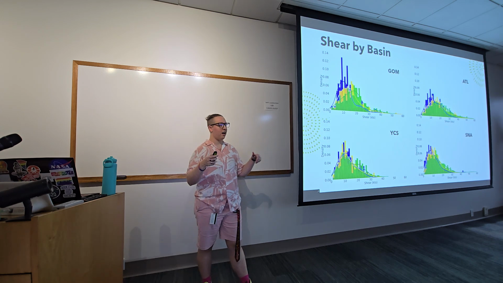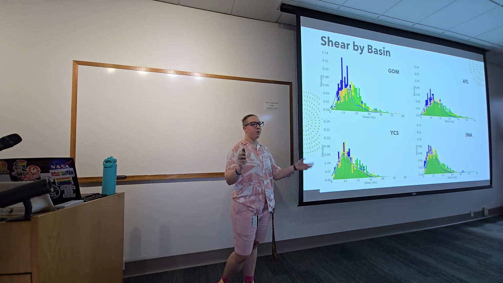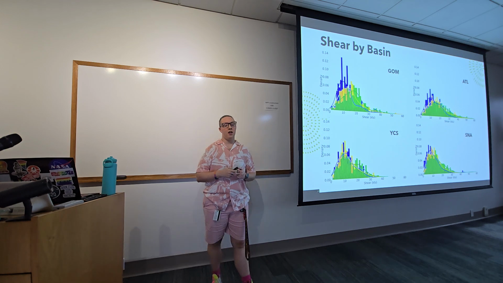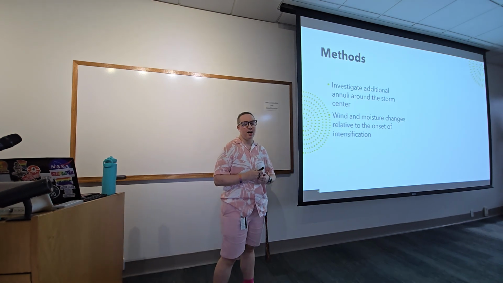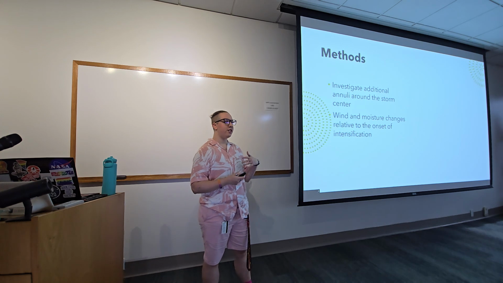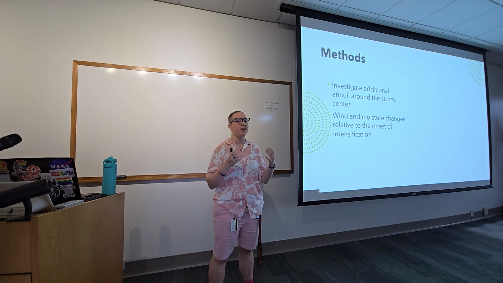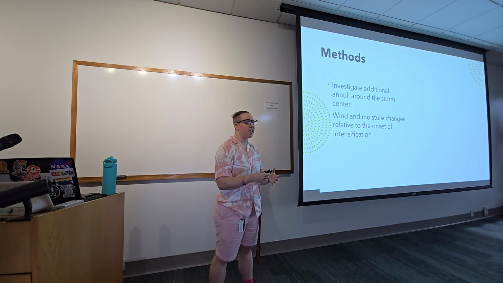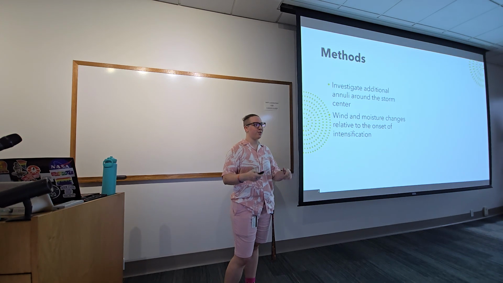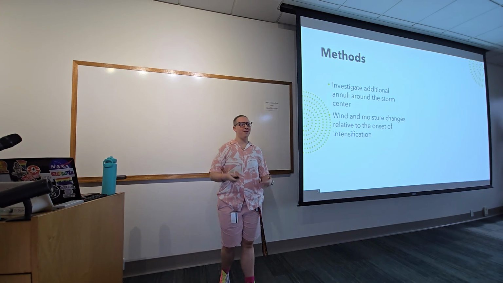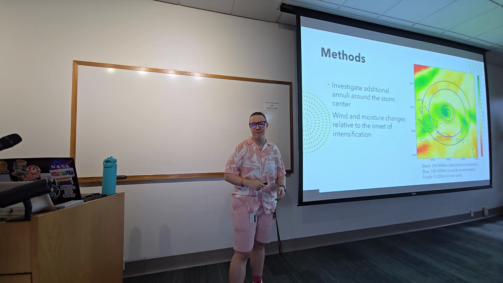So that's just what the environment of shear and moisture looks like in the 200 to 800 km annulus. And now we're going to investigate additional annuli around the storm center. So I mentioned they chose that 200 to 800, so it doesn't include the TC itself. But what the TC is doing could be important to intensification. It doesn't just disappear. If we don't put it in our map, it's still there.